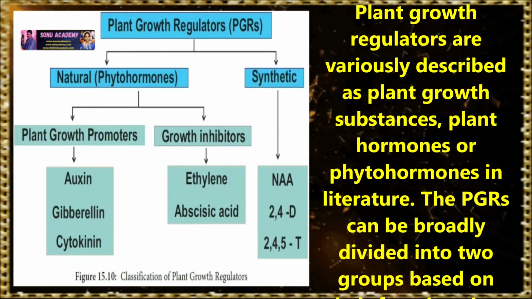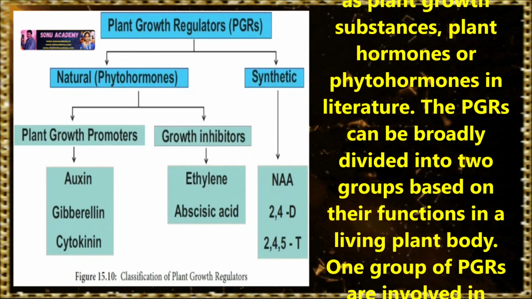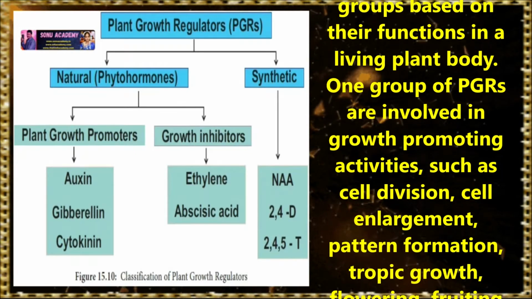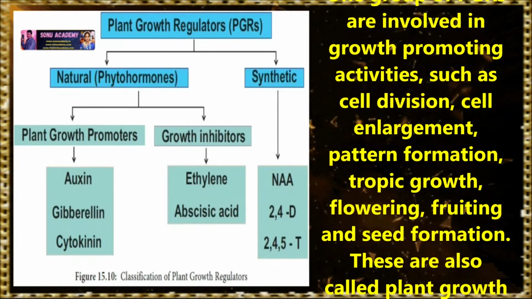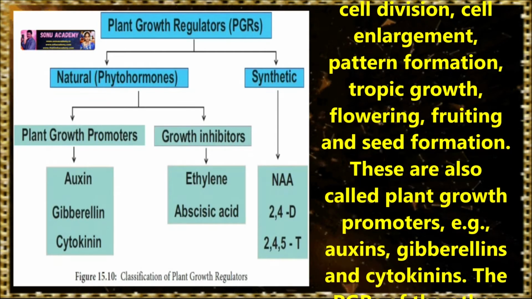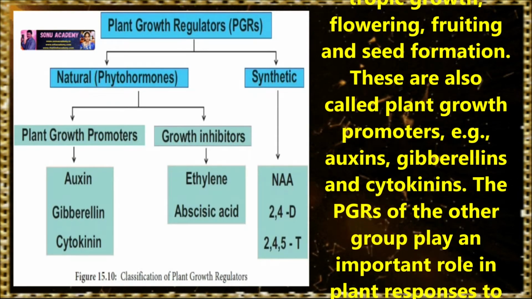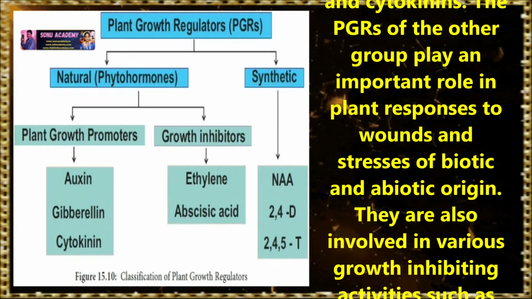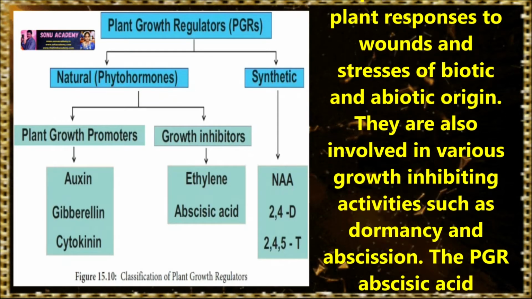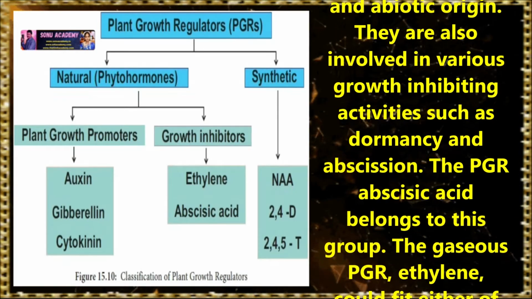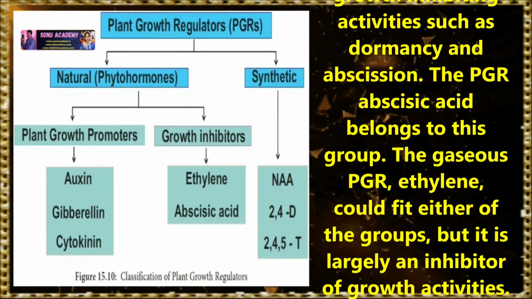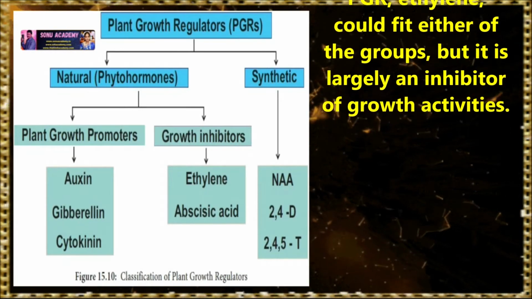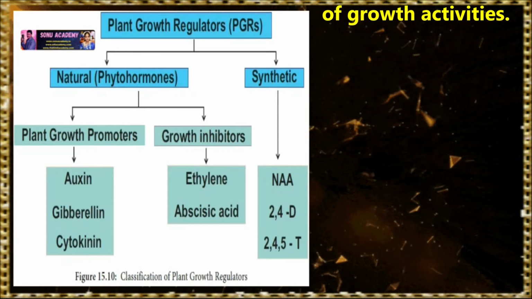The PGRs can be broadly divided into two groups based on their functions in a living plant body. One group of PGRs is involved in growth promoting activities such as cell division, cell enlargement, pattern formation, tropic growth, flowering, fruiting, and seed formation. These are also called plant growth promoters, for example, auxins, gibberellins, and cytokinins. The PGRs of the other group play an important role in plant responses to wounds and stresses of biotic and abiotic origin. They are also involved in various growth inhibiting activities such as dormancy and abscission. The PGR abscisic acid belongs to this group. The gaseous PGR ethylene could fit either of these groups, but it is largely an inhibitor of growth activities.